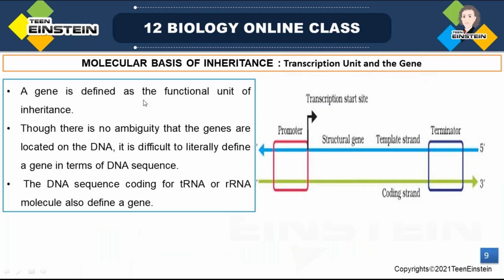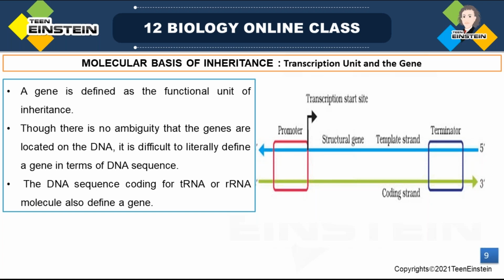So a gene is defined as the functional unit of inheritance. That's how, through a gene, characters are inherited from parents to offspring. Though there is no ambiguity that genes are located on the DNA, it is difficult to literally define a gene in terms of DNA sequence. It's a bit confusing. The DNA sequence coding for a tRNA or rRNA molecule also defines a gene.